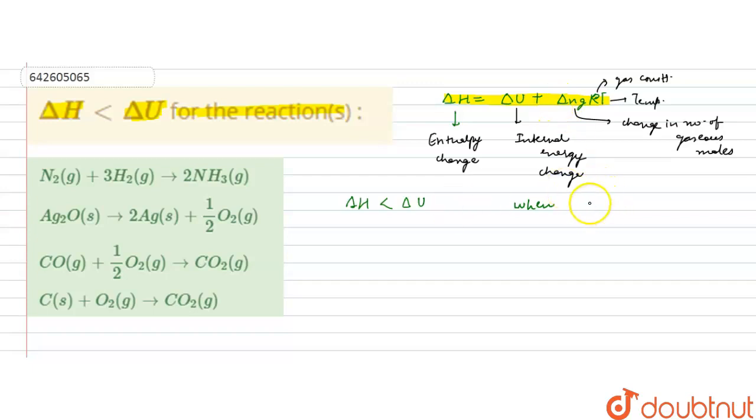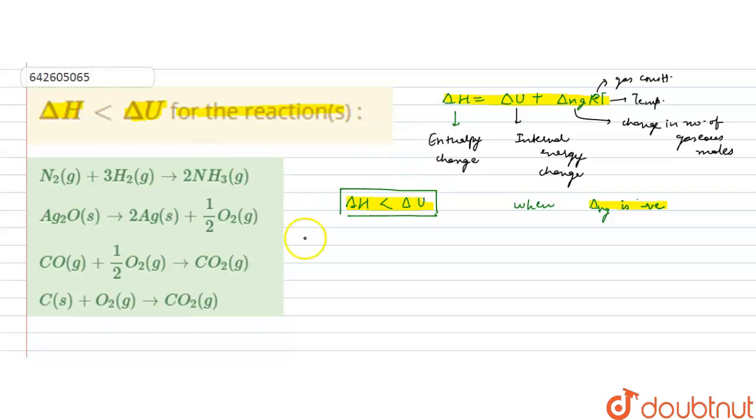So when delta Ng is negative, then only delta H will be less than delta U, because if this term is negative, then it will be subtracted from delta U and delta H will decrease. So when delta Ng is negative, then delta H is less than delta U.